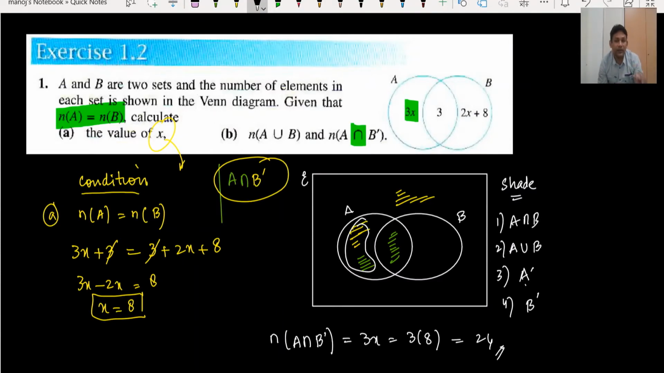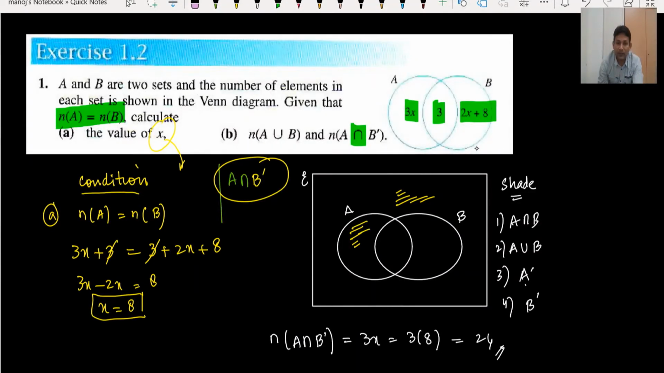This is a very important part in the Venn diagram. If you know the shading area, it's very easy. And I want to explain once again that because we're finding A union B, A union B means you're talking about all three areas. So that's why I have taken 3x, x, and 2x plus 8. This is a very important part.